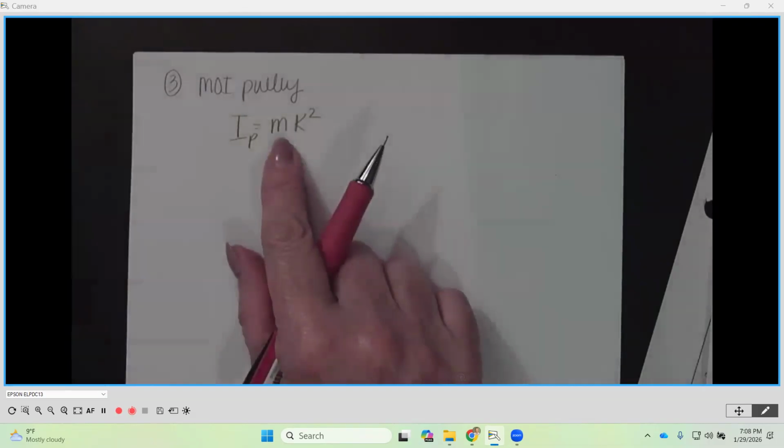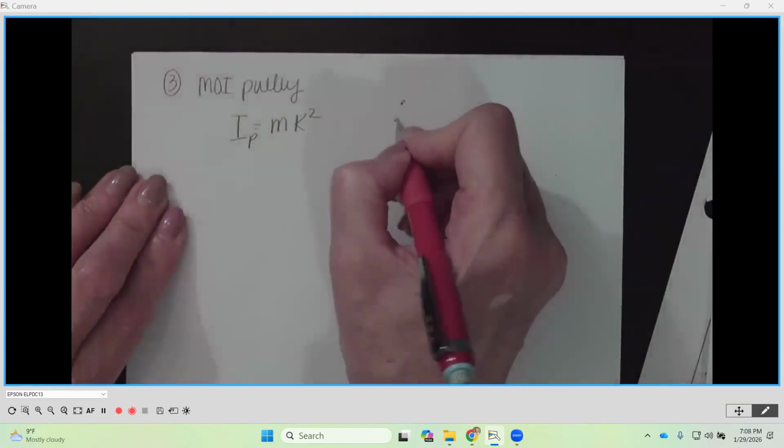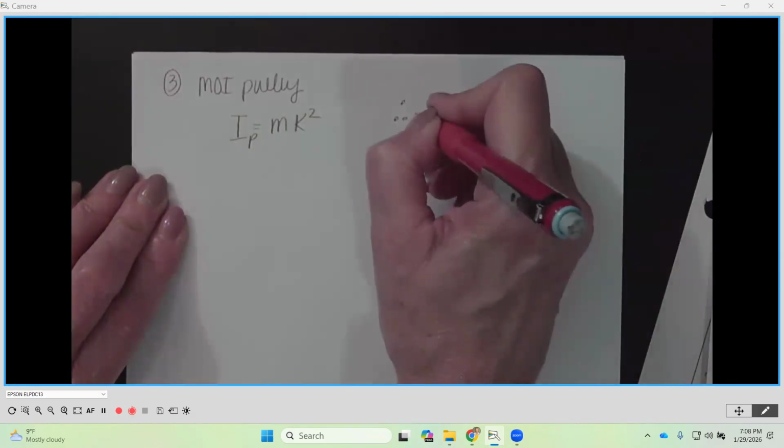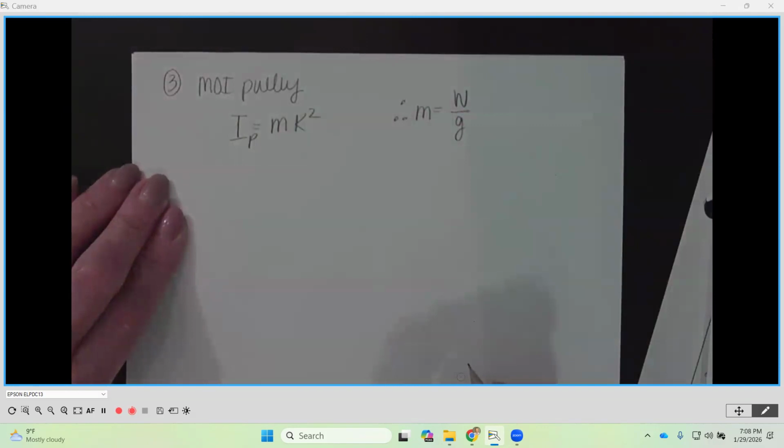Now, to get it, we need to know what the mass is, but we don't know what the mass is. But what we do know is that mass is equal to weight divided by gravity.